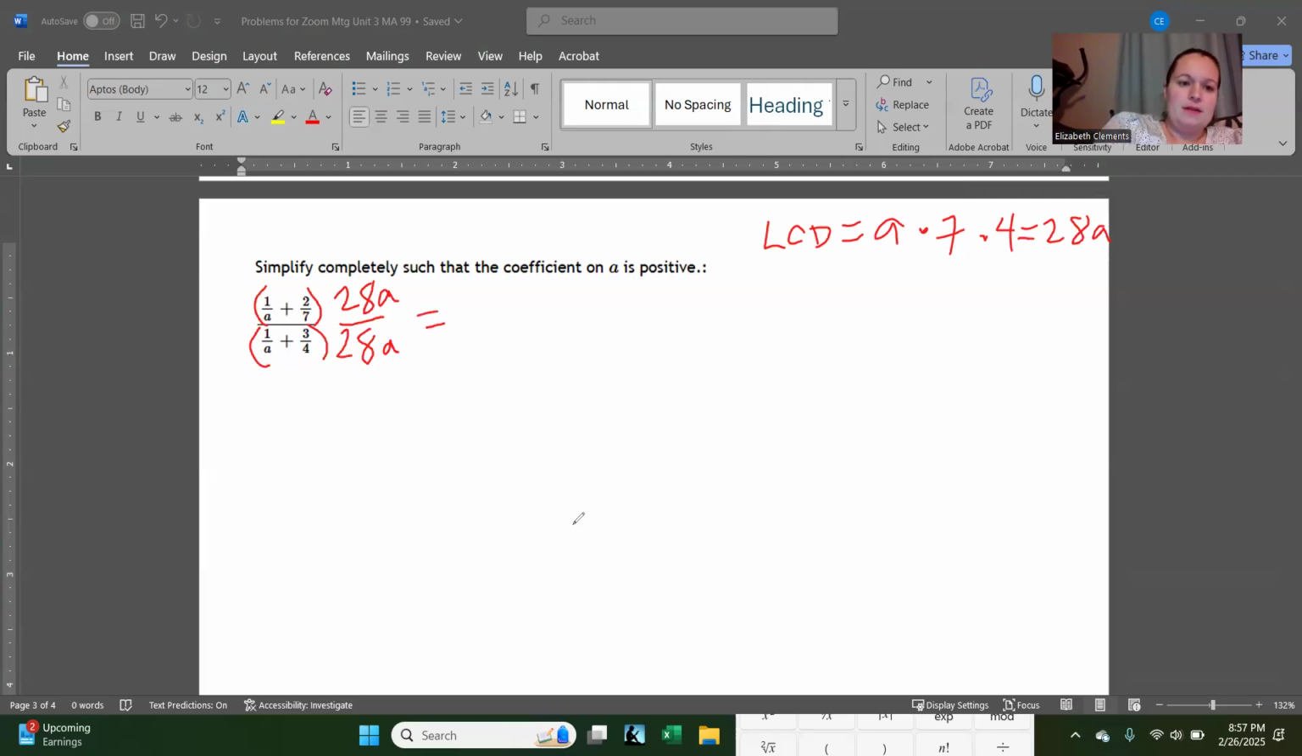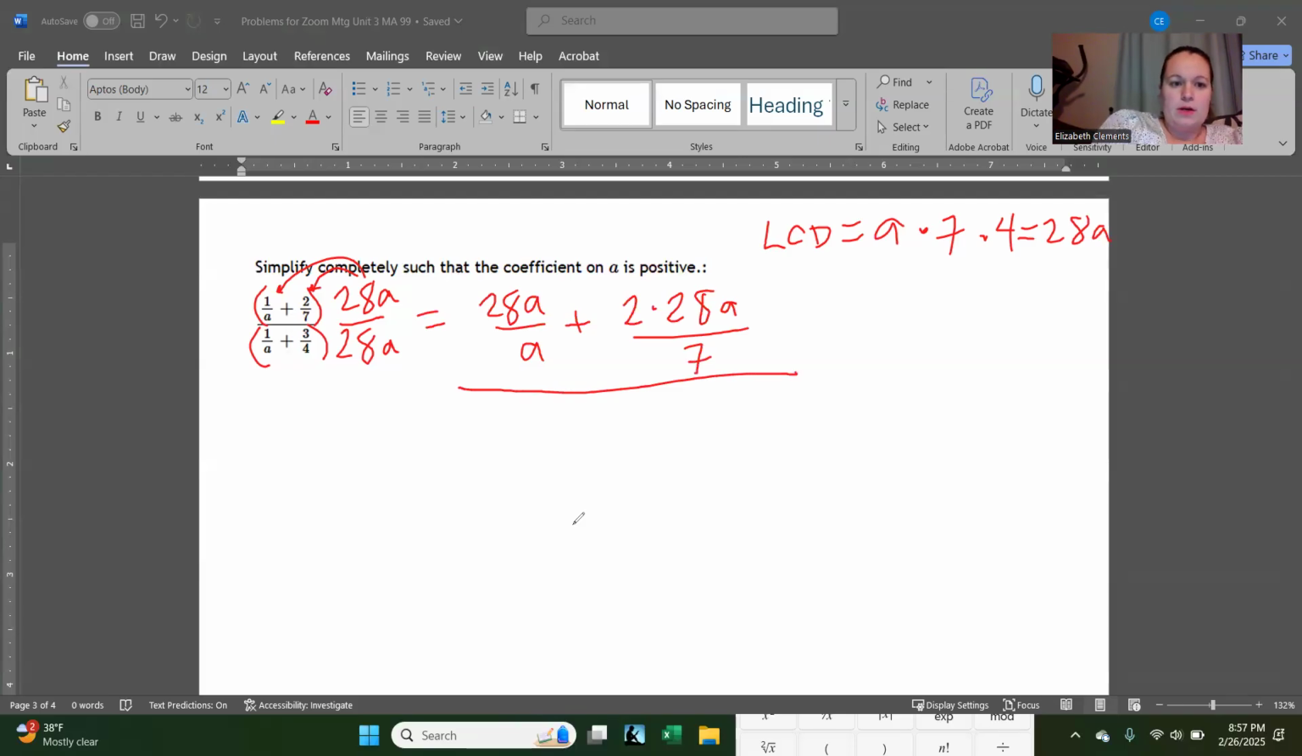So when I have this, I'm going to multiply this in. And this is the step you might skip, but I'm going to show it so that we understand what's happening. So I have 28a over a plus 28 times 2, and I'm not going to multiply it yet. I'm just going to write 2 times 28a over 7, and you'll see why. All over, going to multiply the 28 now to these two. So I have 28a over a plus 3 times 28a over 4.